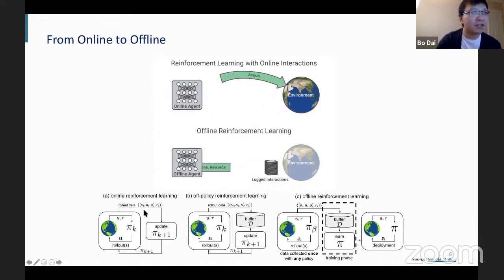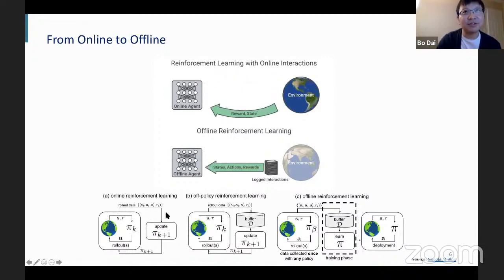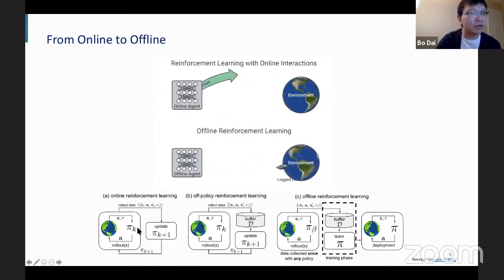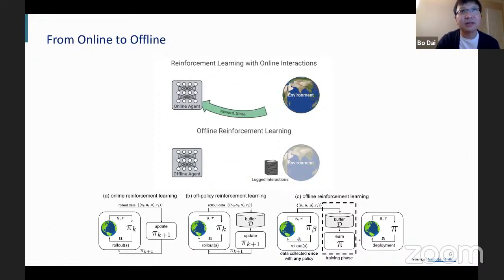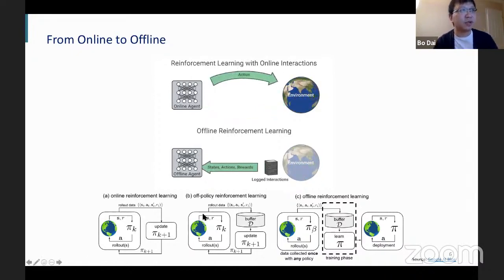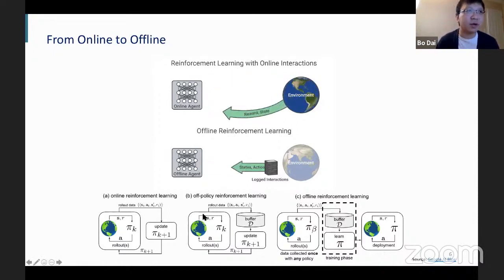Remember, you never save the data. After you use the data to update your policy, it is abandoned. And that's the significant difference between on-policy or online reinforcement learning and offline reinforcement learning.